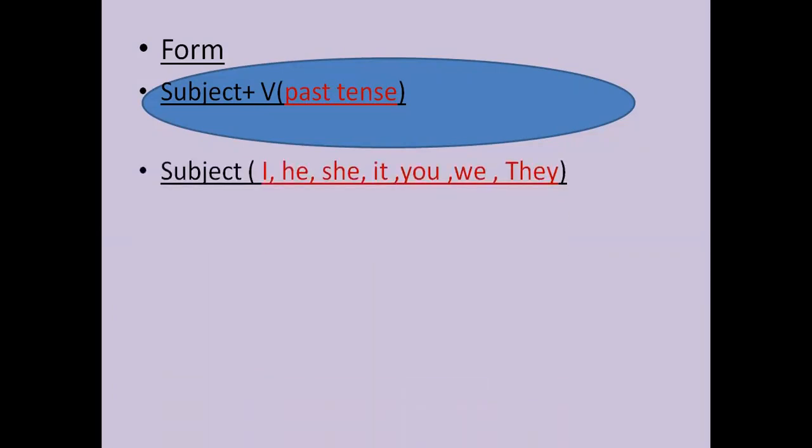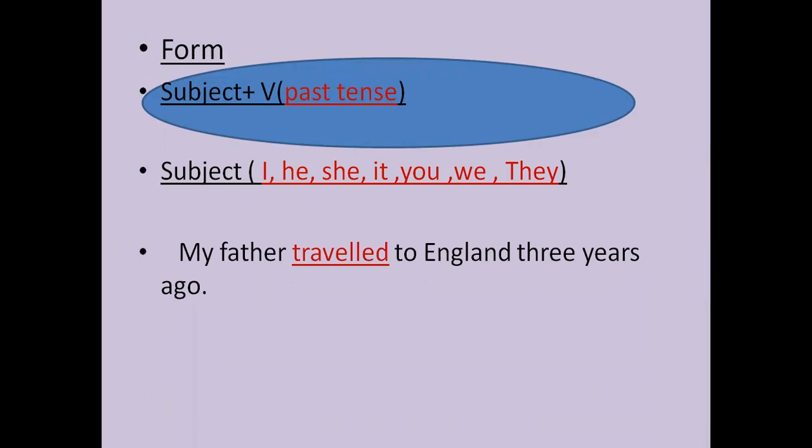What is the form of past simple? We use the subject plus verb in past tense. Again, we use the subject plus the verb in past tense. Subject such as I, he, she, it, you, we, they. For example, my father traveled to England 3 years ago.